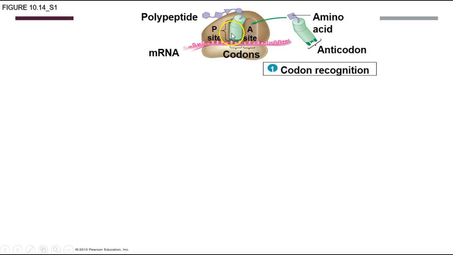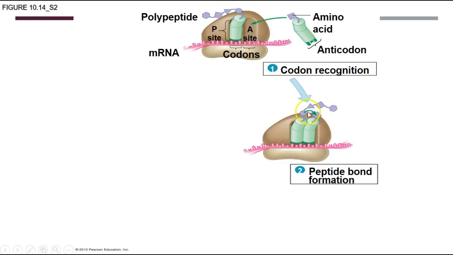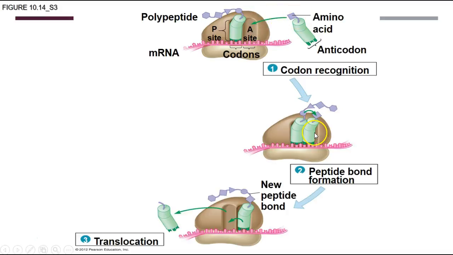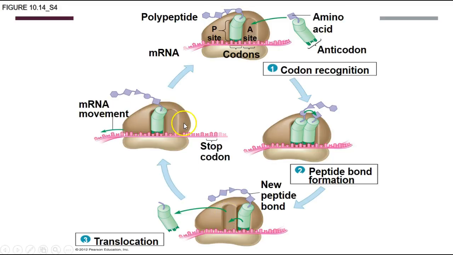Here's our codon recognition. All right, our anti-codon is going to match up here to the next codon on the messenger RNA as that tRNA gets into the A site. That forms a peptide bond between the polypeptide chain and the next amino acid. Then that releases the previous transfer RNA, and the current one moves over into the P site, opening up the A site for another one to join. And so the whole process continues until it reaches the stop codon.